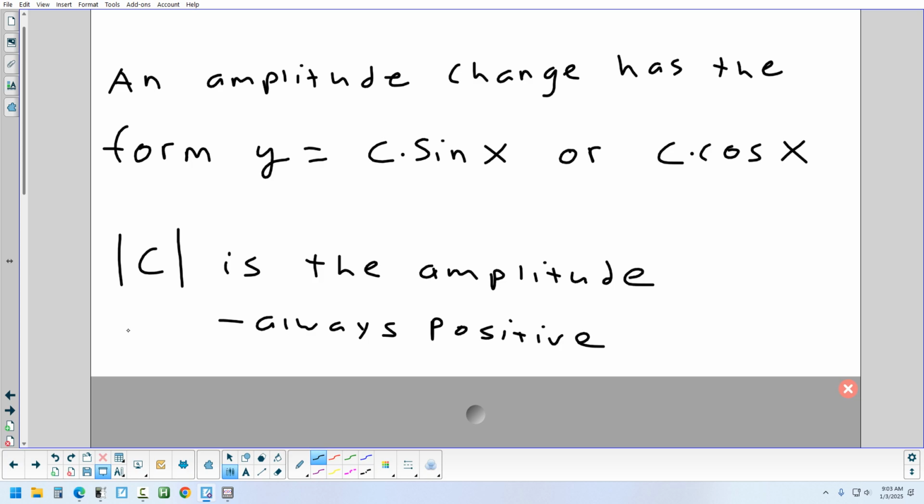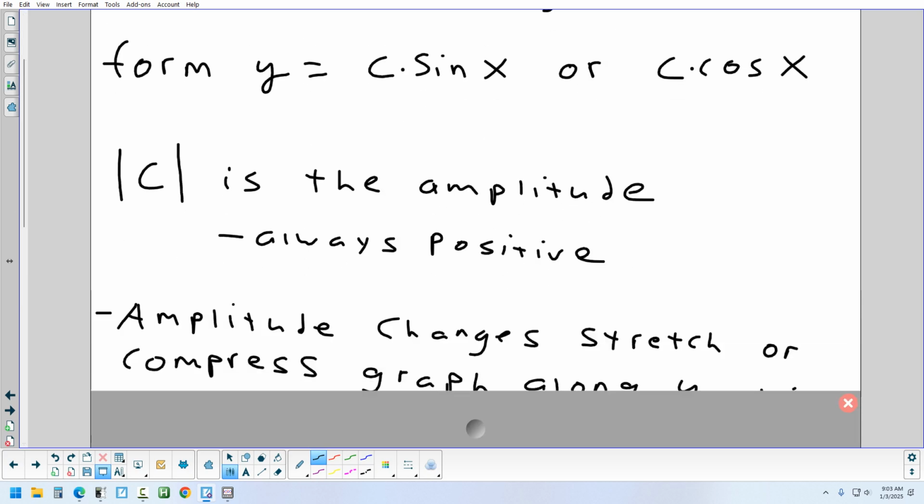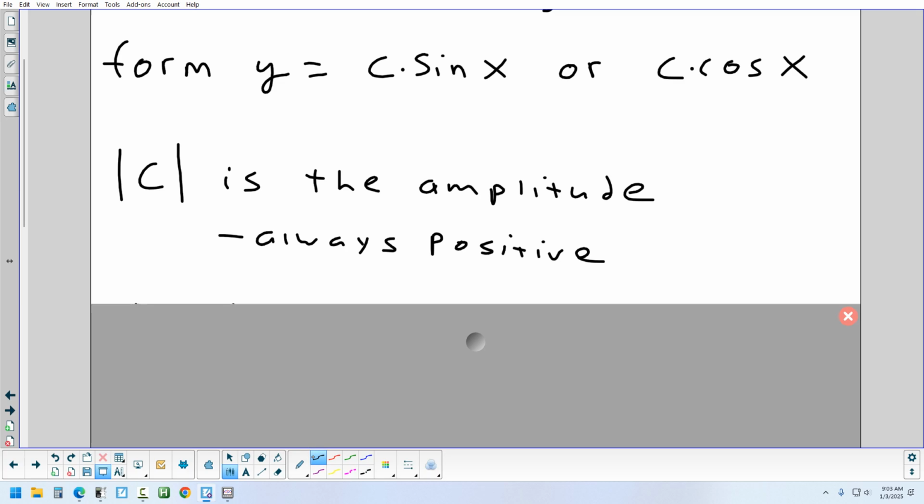So yeah, absolute value of the number in front, that is your amplitude. So what if I had 3 cosine x, and I just asked what is the amplitude? What would you say? Yep, 3. Yep, 3 is the amplitude. How about y equals negative 3 cosine x? What's the amplitude of that?